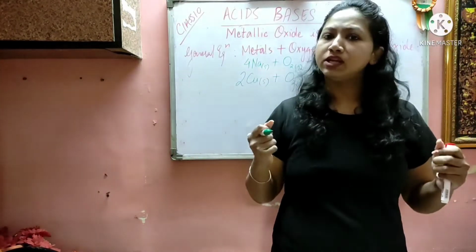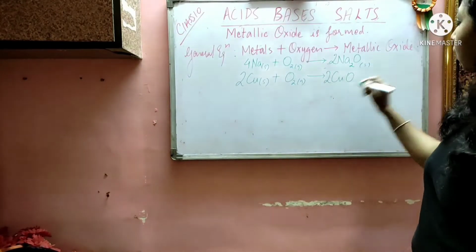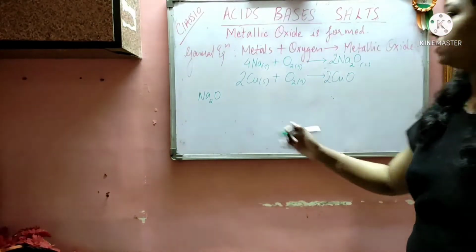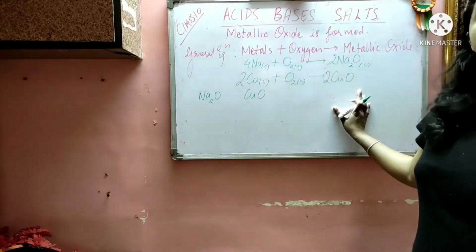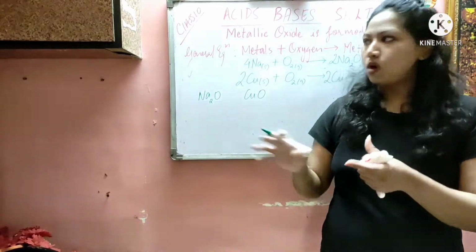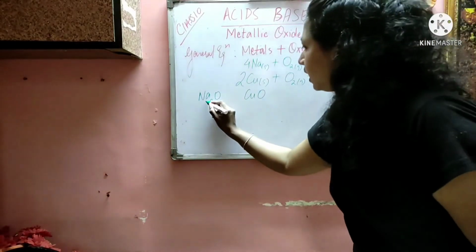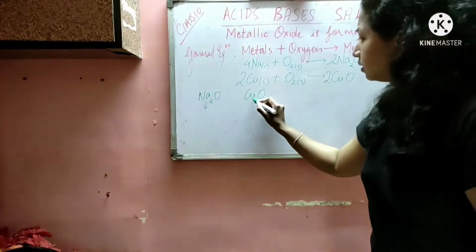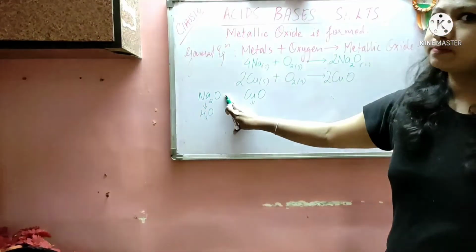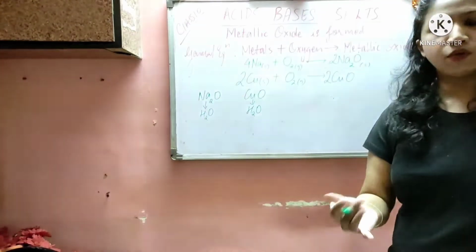Now let's see, metallic oxides are basic in nature. How? Let's see. These are metallic oxides: Na2O, which we have just prepared, and copper oxide. Now, how metallic oxides are basic in nature is what I'm explaining. When you take this metallic oxide, sodium oxide, copper oxide, and dissolve it in water, let's see what you get. These are what, guys? Metallic oxides.